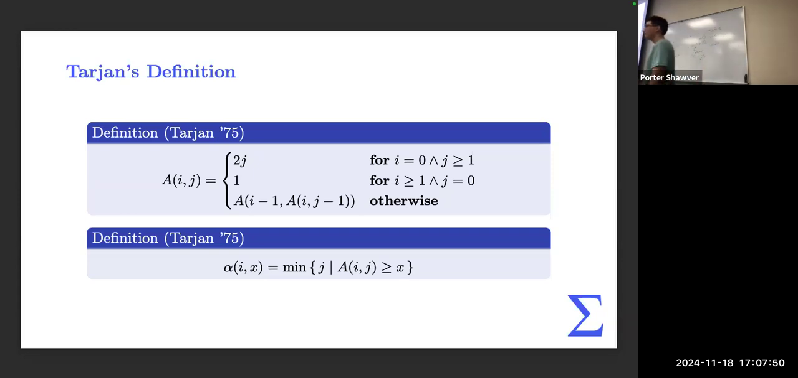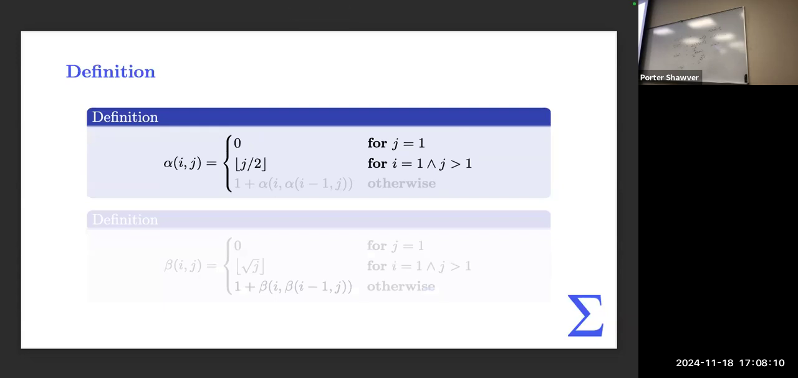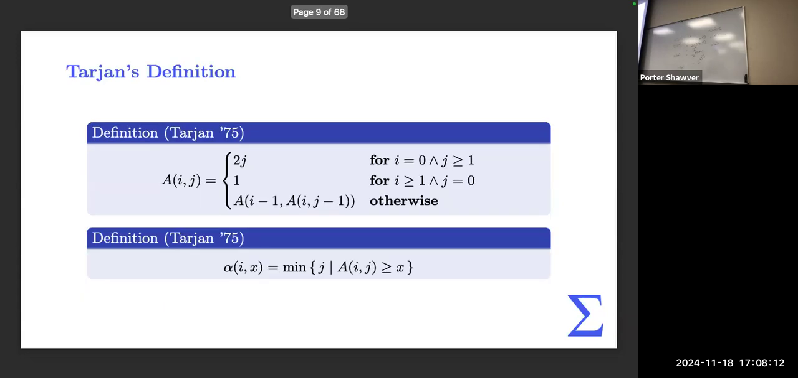Wait, I have a question. Is it only defined for integers? It's defined for positive integers, not negative integers. So it would be like floor log n. Yes, there are some floors I don't care about, but technically you need floors and or ceilings. Okay.